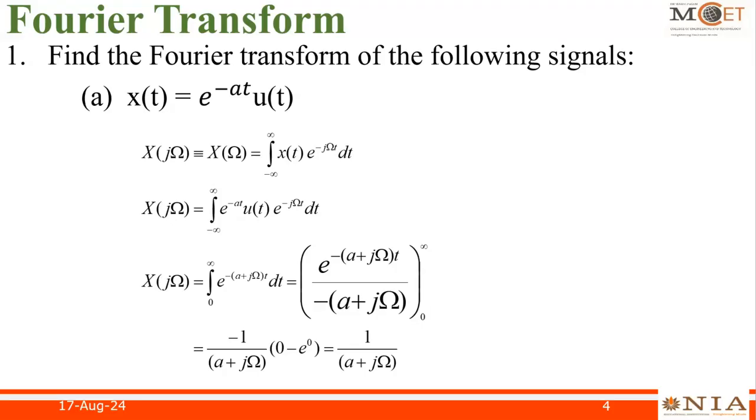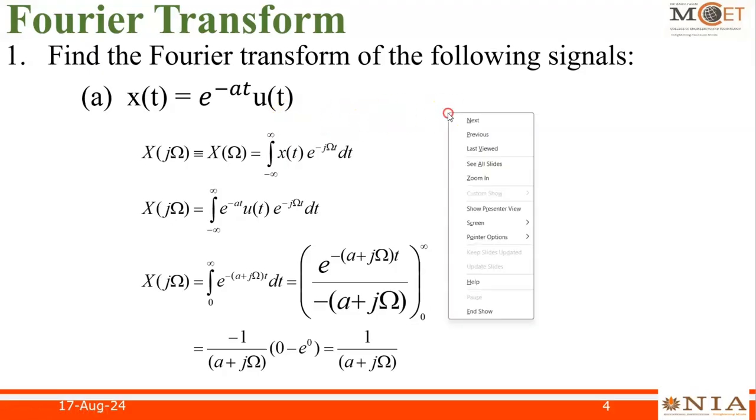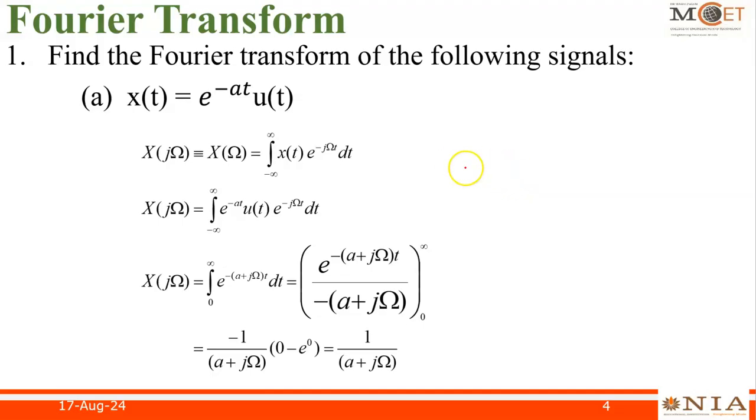Then let us solve one more problem with respect to Fourier transform. So given the signal x of t here is e power minus at multiplied by u of t. U of t also we know already. What is u of t? It is a unit step function, right?